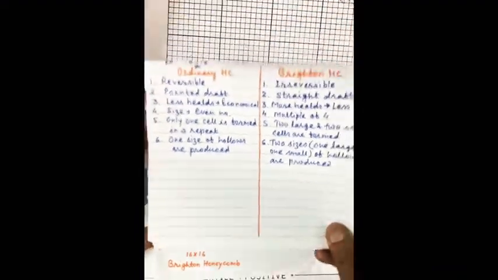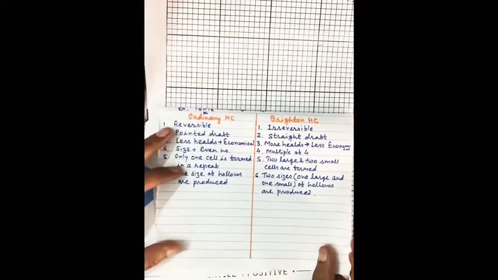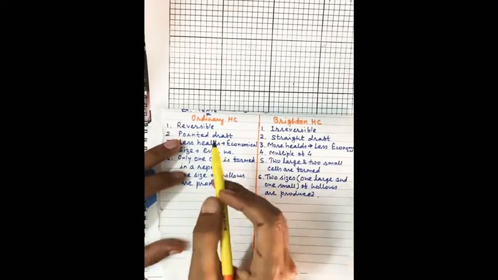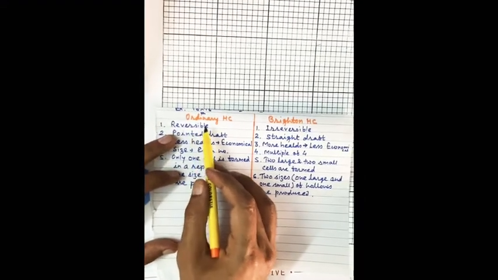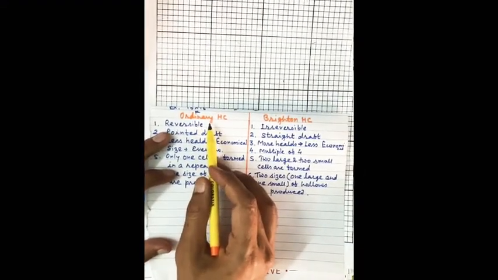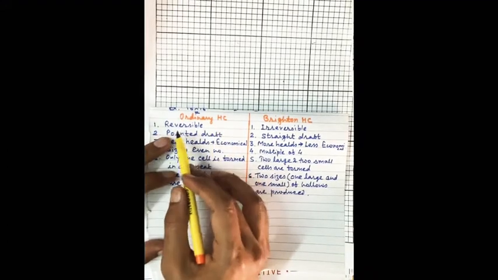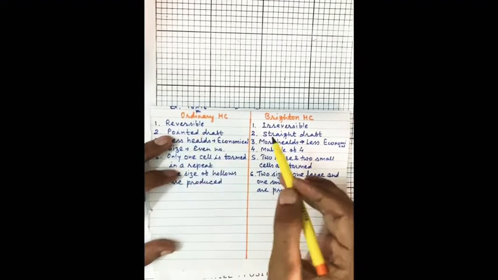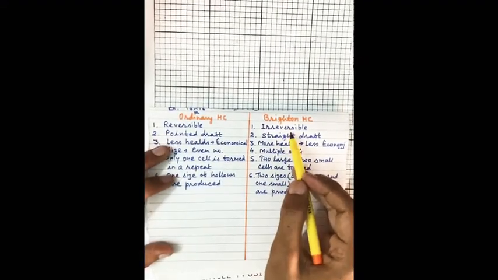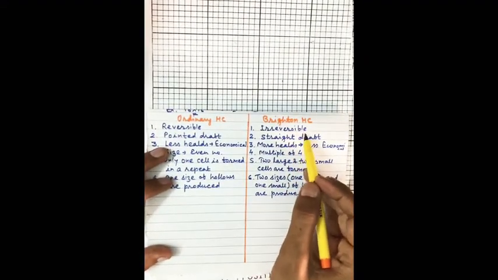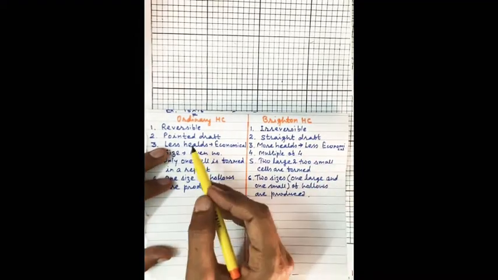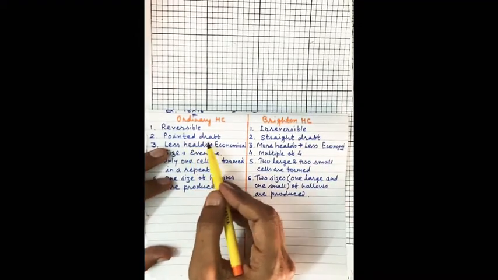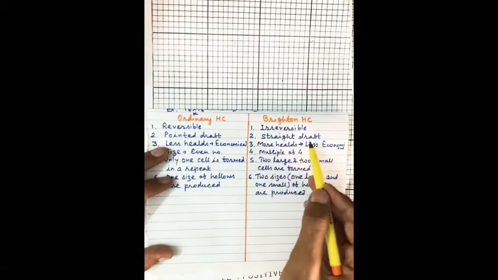Now we will see the differences between these two, ordinary honeycomb and Brighton honeycomb. As I have already mentioned, ordinary honeycomb cellular formation is on both the sides, face and back. That's why the fabric constructed in ordinary honeycomb is reversible type, but in Brighton honeycomb it is irreversible because cellular formation is only at one side, face side only. This can be produced by adding the pointed draft. These can be produced by straight drafts.